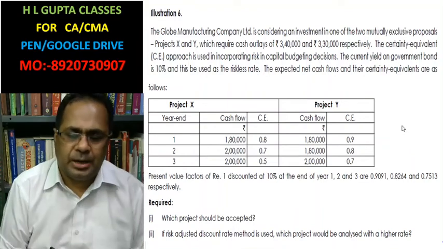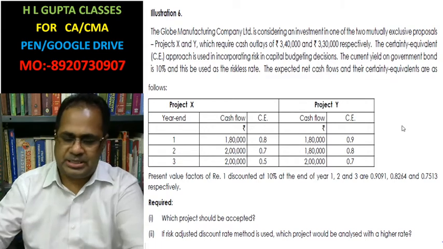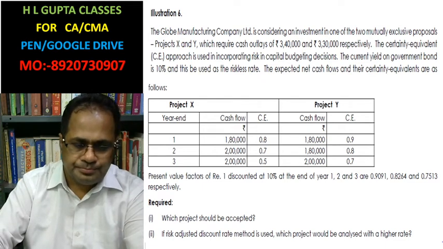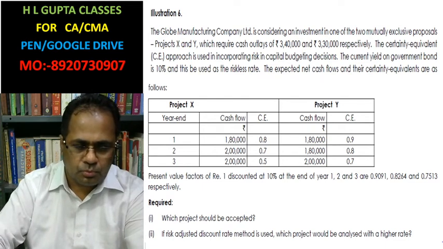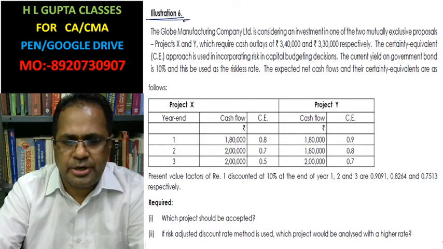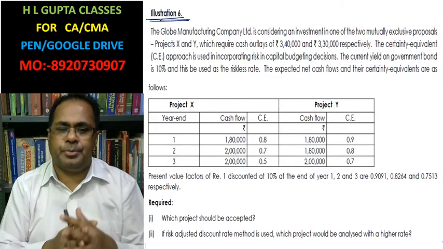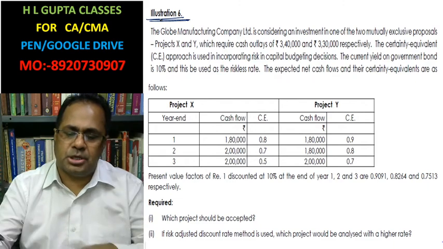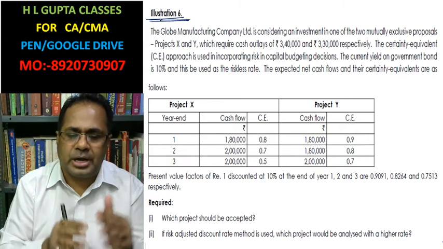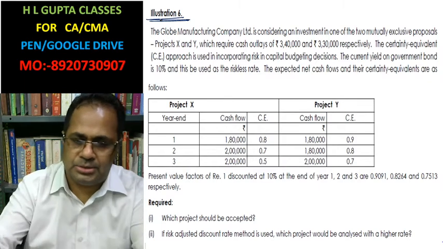Hello friends, I'm going to start illustration number 6 of the risk uncertainty of semi-final SFM. Okay, please read the questions here. This illustration is based on the certainty equivalent, where you have to evaluate two projects having different certainty equivalents. Certainty equivalent means what percentage of the actual cash inflow, the adjusted cash inflow, we need to calculate for that. Please look at it.